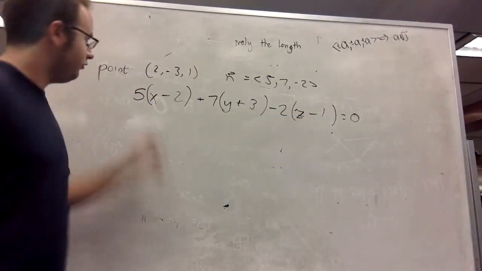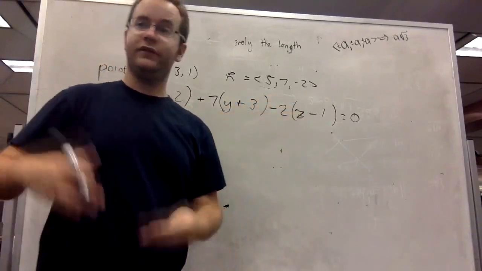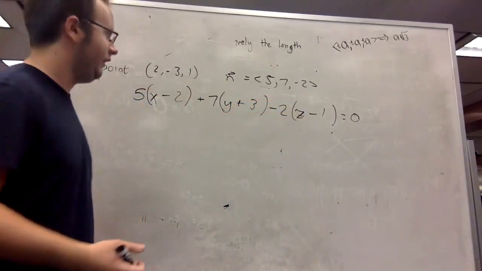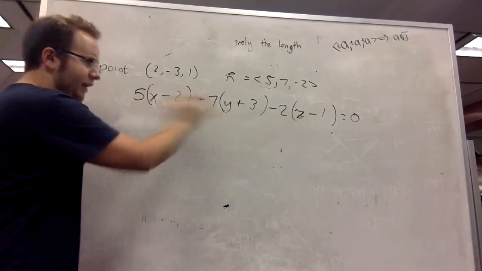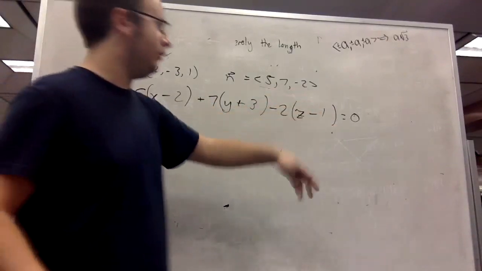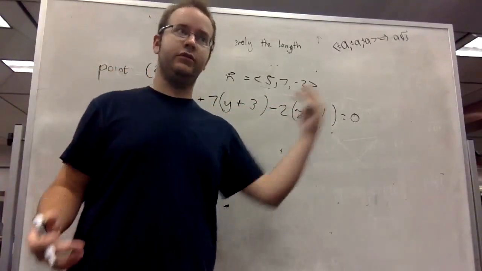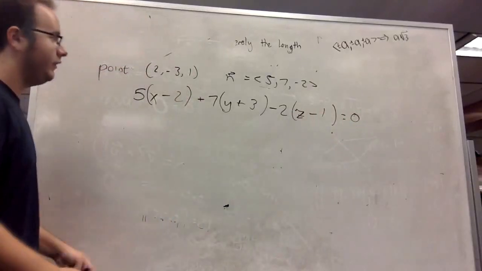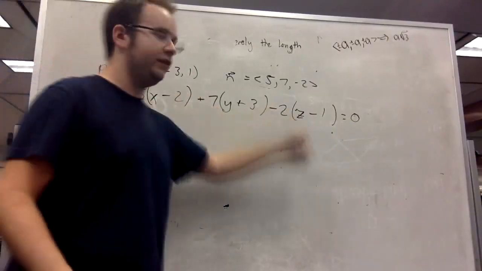I'm not going to waste your time distributing the 5, distributing the 7, distributing the -2, but this is something that they could do to make the answer look more simplified. I could distribute the 5 across and then add the -10 over, 7 times 3, subtract the 21 over, -2 times -1 gives me a +2, subtract 2 over, and so forth. But at the very least your answer should contain 5x plus 7y minus 2z.